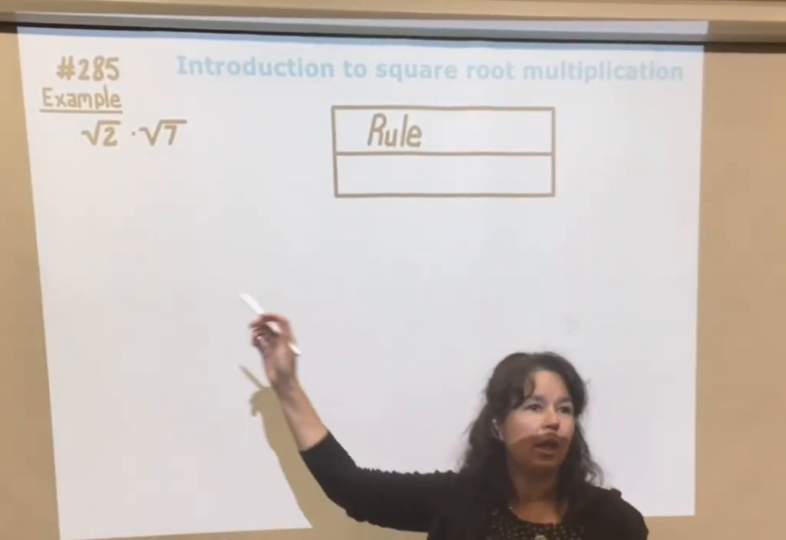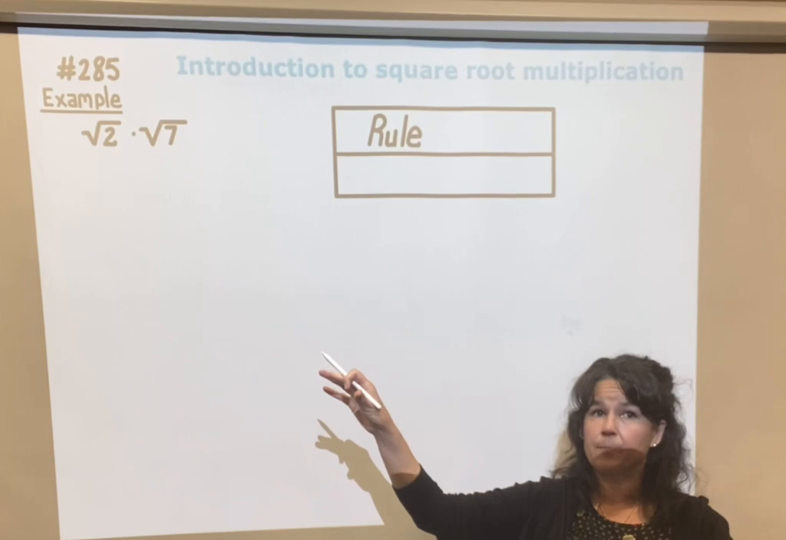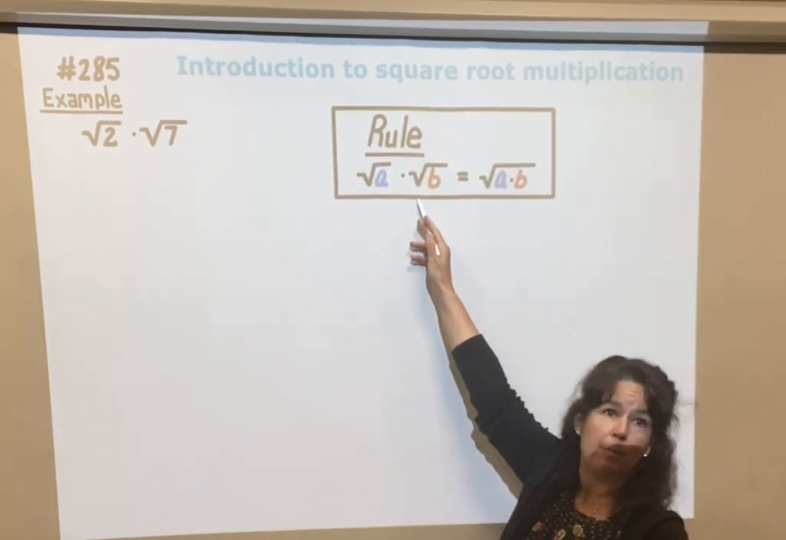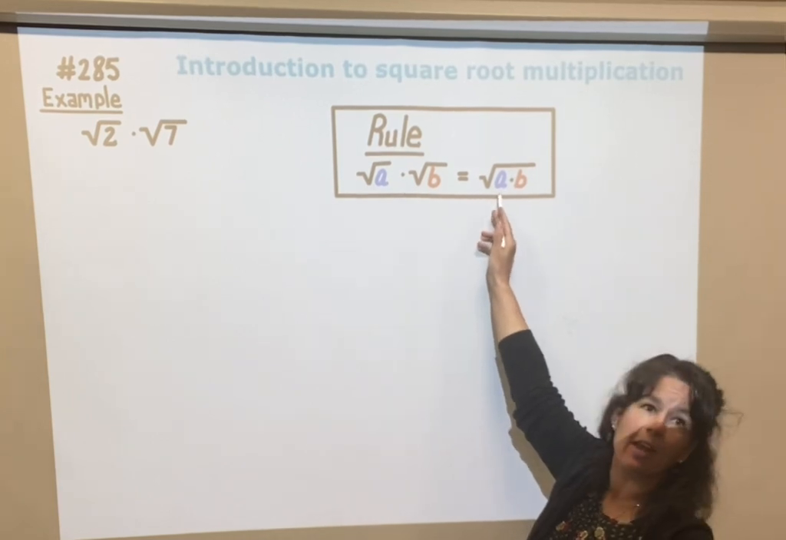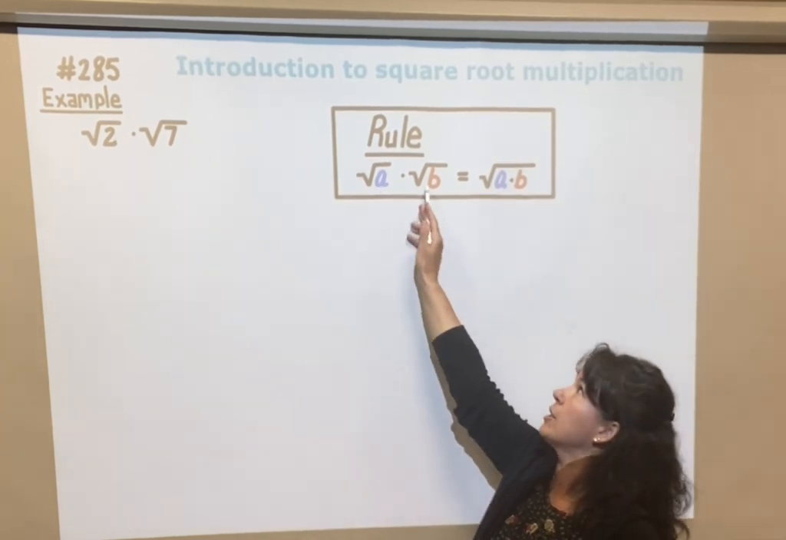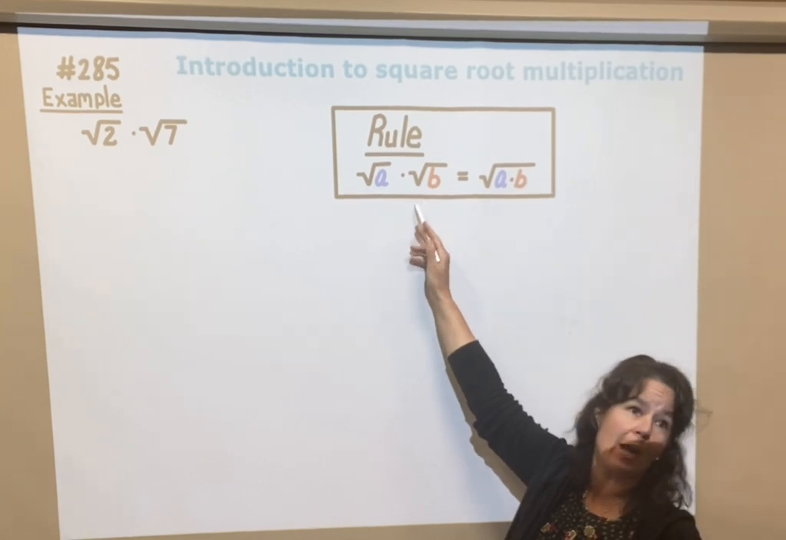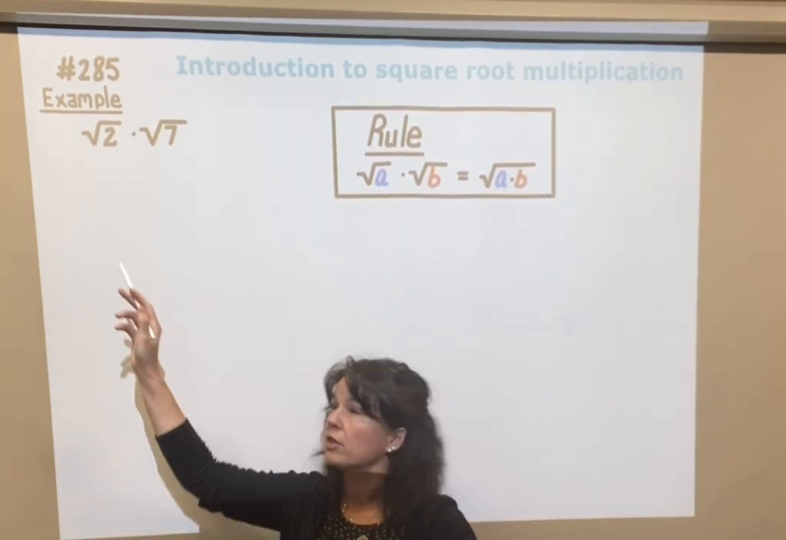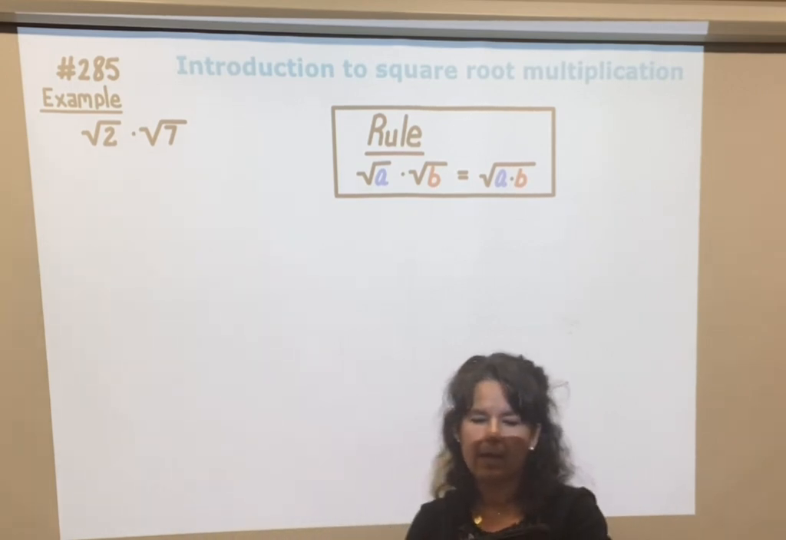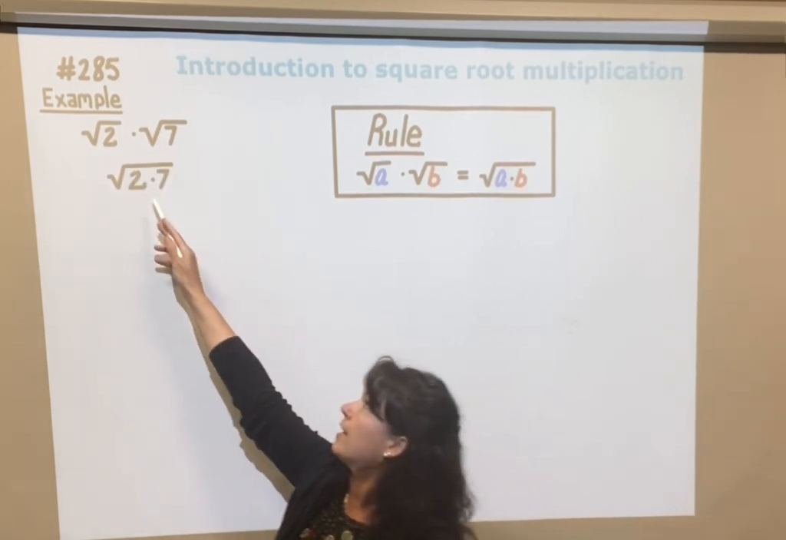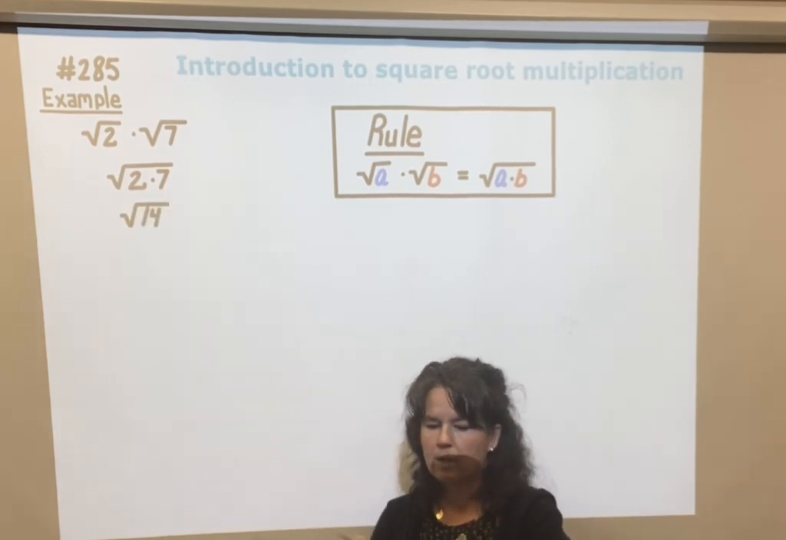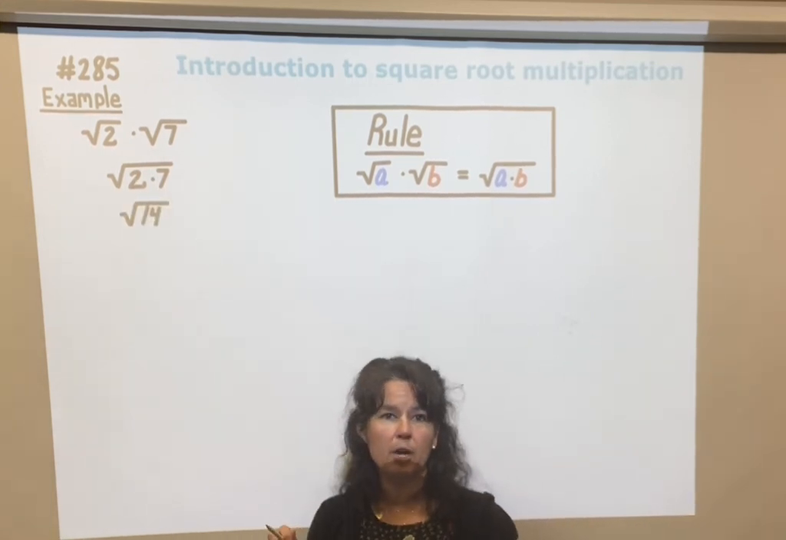If you are multiplying two square roots together, the rule is if you have root A multiplied by root B, then you have the square root of A times B. So whatever's underneath the root, known as your radicands, you multiply those together. So in this one here, the square root of 2 multiplied by the square root of 7, that's going to be the square root of 2 times 7. And so our answer is the square root of 14.